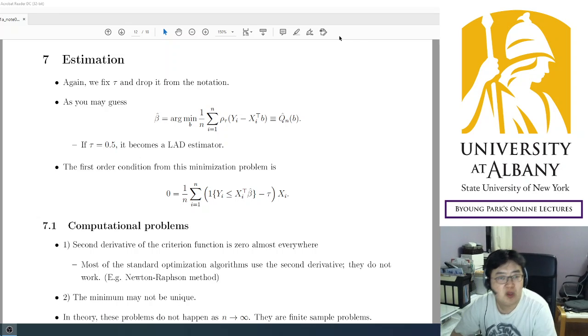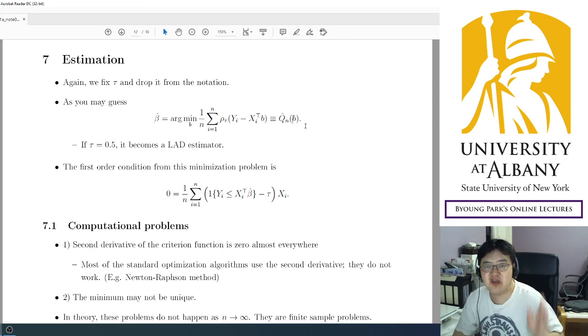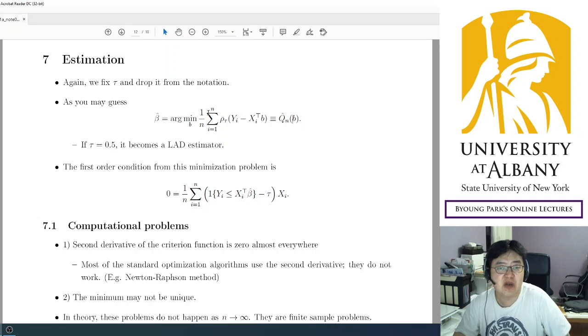Hello. We are going to discuss the estimator for the quantile regression model. And as you know, we are minimizing the sum of check functions, which is the loss function, which replaces the square function, the quadratic function. And we will denote this as a criterion function Q n hat. Then in theory, in the population world, if you have an infinite number of observations, we learned that the true parameter will minimize this problem.